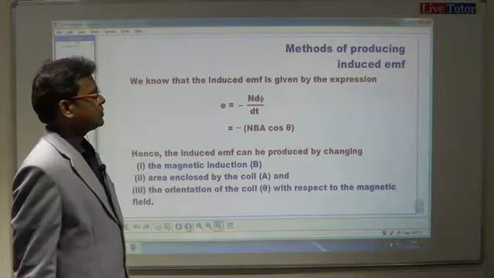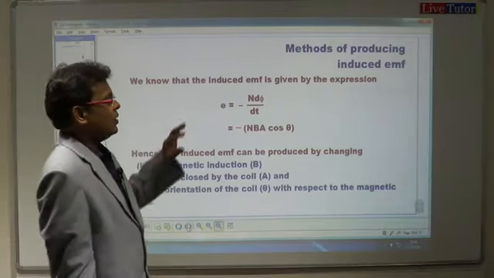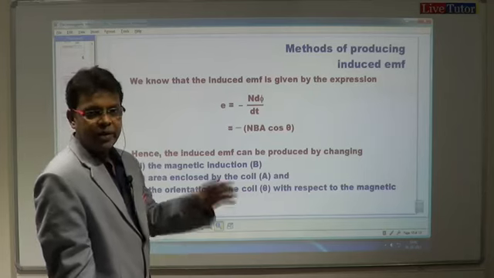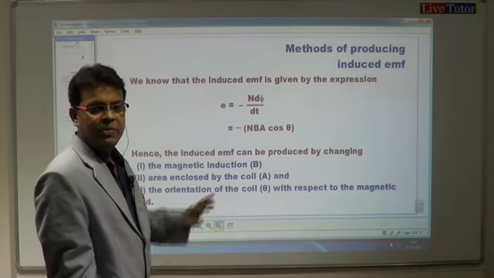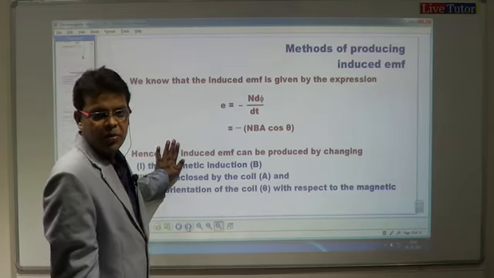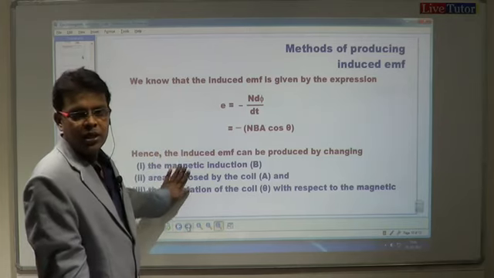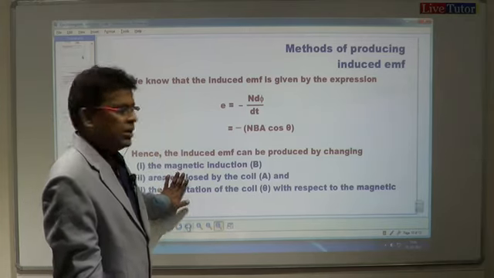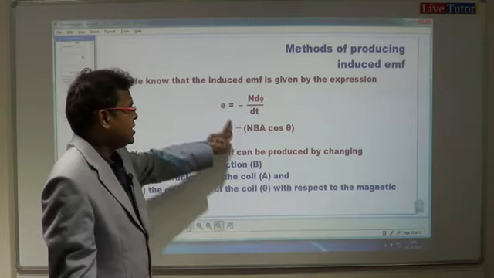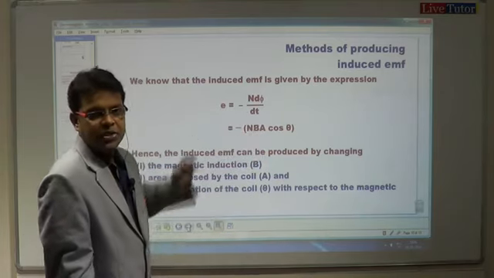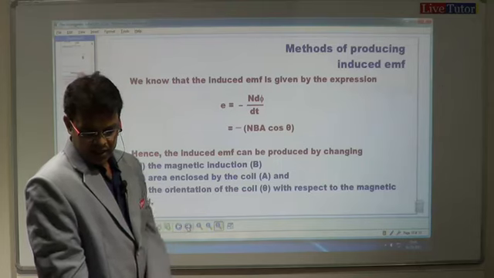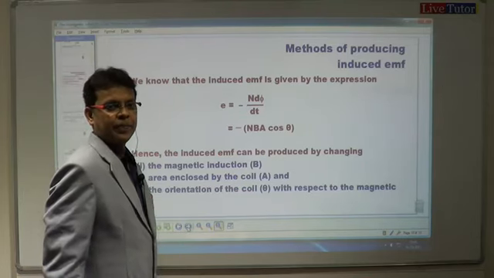The next one is how to produce induced EMF. What are the different methods of producing induced EMF? Important 3-mark question. 3 பாயிண்ட்க்கு 3 மார்க் ஈஸியா வாங்கிடலாம். ஞாபகம் வச்சுக்கோங்க. எப்படி ஞாபகம் வச்சுக்க அப்படின்னா இந்த ஈக்குவேஷன் ஞாபகம் வச்சுட்டா போதும். E is equal to minus NBA cos theta. இது ஞாபகம் வச்சுட்டா ஈஸியா இந்த 3 பாயிண்ட் எழுதிடலாம். Let us see what are they.